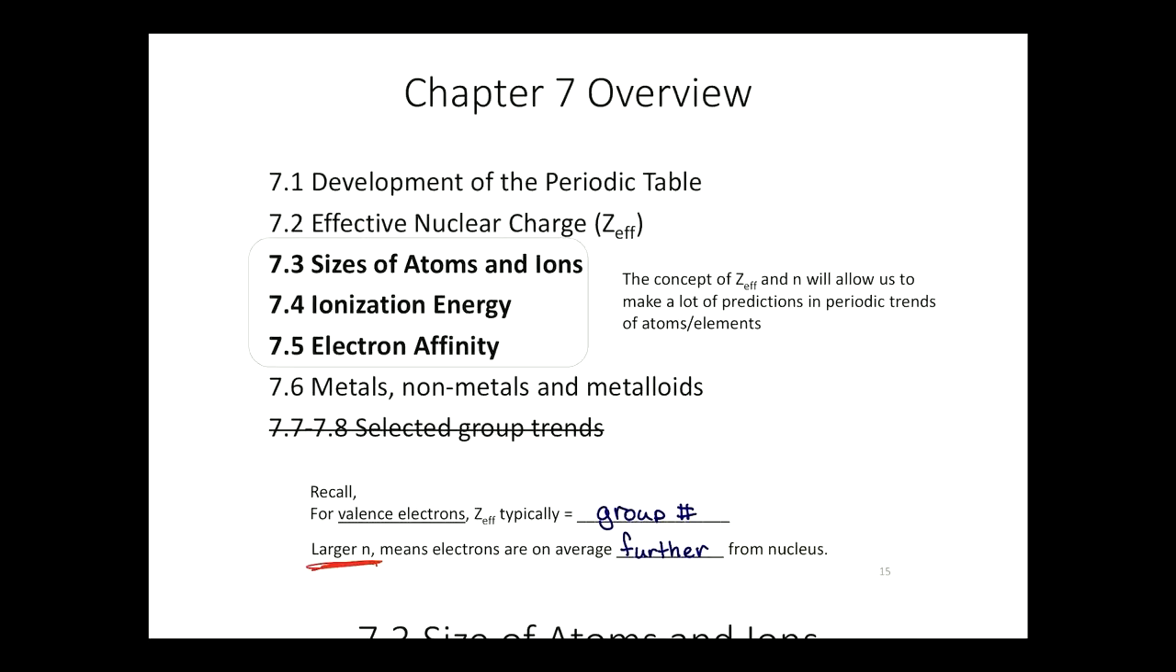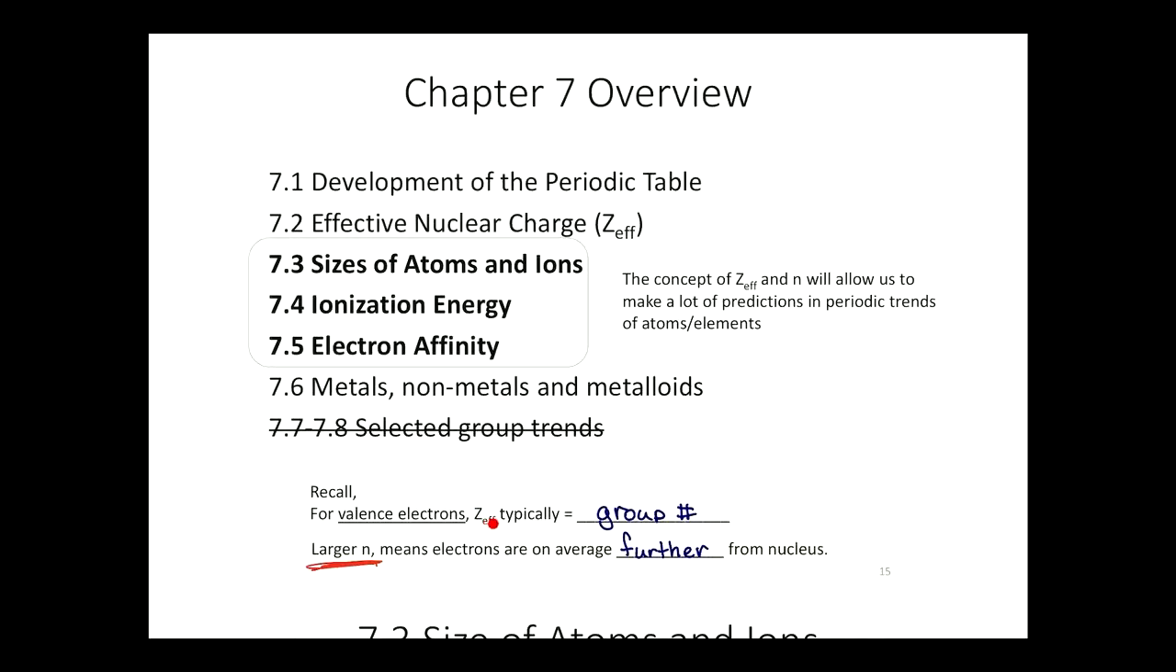This concept will come up when helping us predict different trends like size, ionization energy, and electron affinity, which we will cover today. Basically, the two things to keep in mind are the effective nuclear charge of the valence electron that we're trying to remove or whose size we're trying to determine, Z effective, and the N value, the energy level of that element, which is its period row, like N equals 1, 2, 3, 4. We want to know how far on average those electrons are from the nucleus.